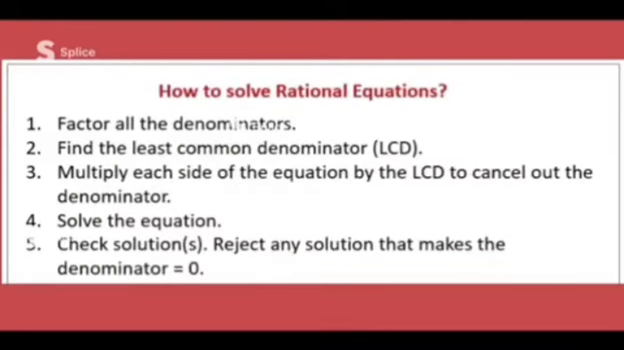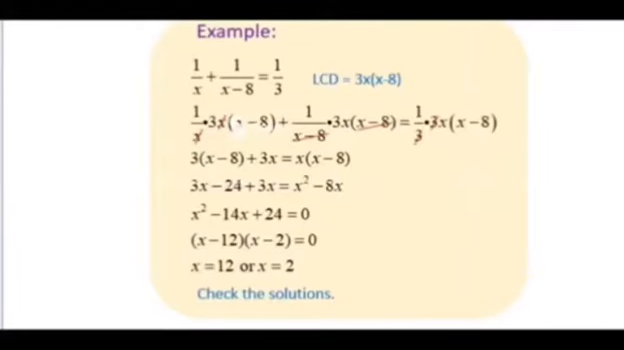How to solve a rational equation. First, factor all denominators. Second, find the least common denominator, or the LCD. Third, multiply each side of the equation by the LCD to cancel out the denominators. Fourth, solve the equation. Fifth, check the solution. Reject any solution that makes the denominator equal to 0.